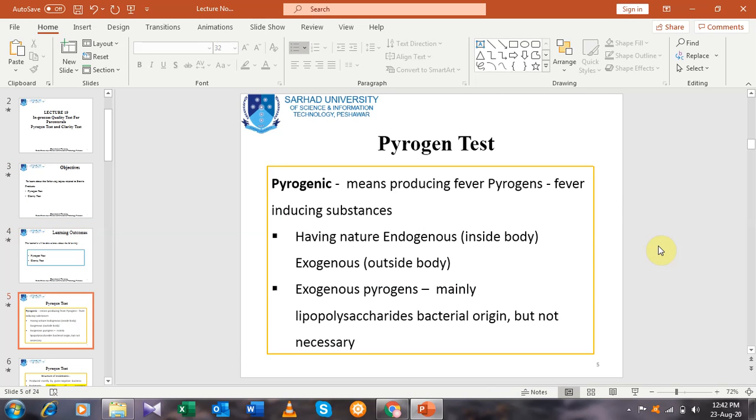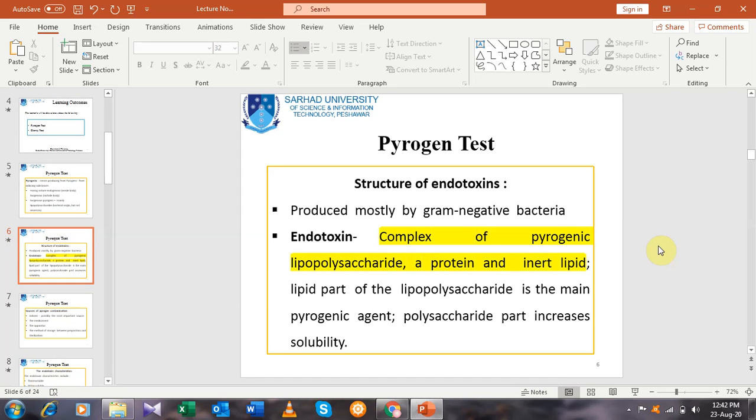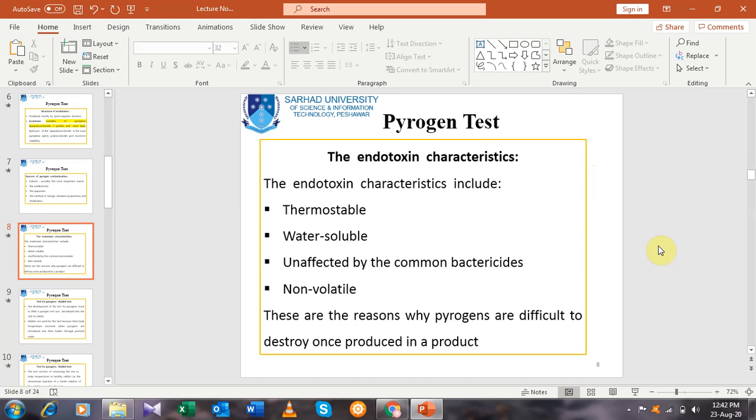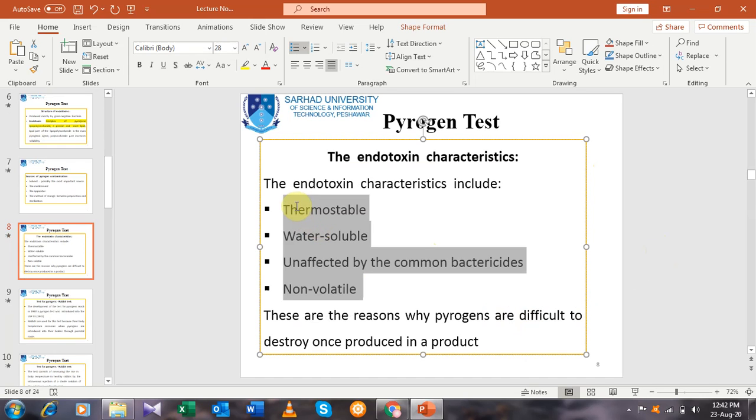Let's overview what is meant by pyrogen and the nature of the pyrogen, that may be endogenous or exogenous, and what is meant by the endotoxin and the structure of endotoxin, and sources of pyrogen contamination in the formulation, and the different characteristic properties of endotoxin. On the basis of these characteristic properties or salient features of the endotoxin, these are the reasons that we have discussed in detail, that pyrogens are difficult to remove or destroy once they get entered inside the product.